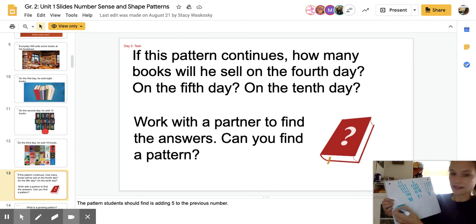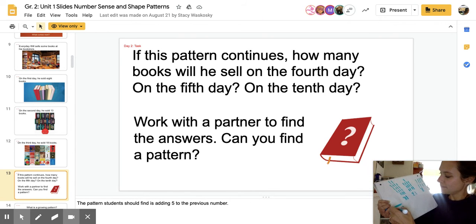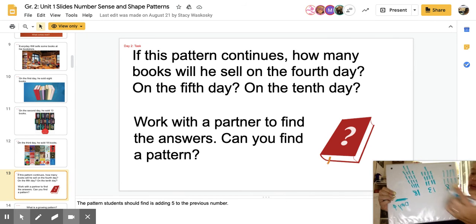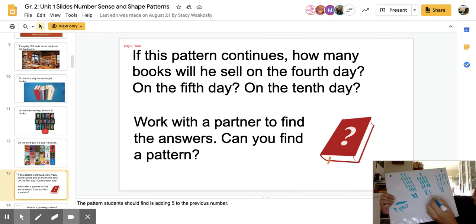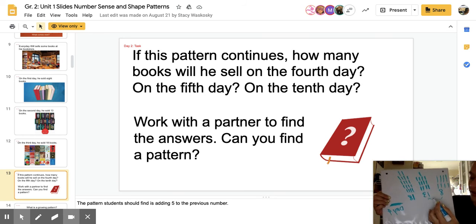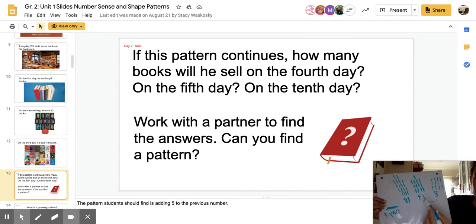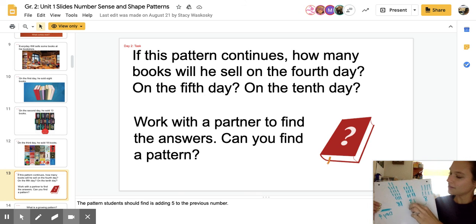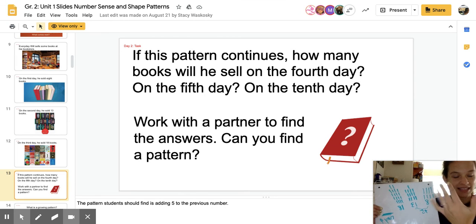Now, if this pattern continues, how many books will he sell on the 4th day? You are going to give me the answer on Seesaw, but I just wanted to help you out a little bit more. If he sold 8 on the first day and 13 on the second day, how many more did he sell? If I'm at 8 and I want to get to 13, I could count up 8, 9, 10, 11, 12, 13. So that's 5 more books, right? And to get from 13 to 18, I count 13, 14, 15, 16, 17, 18. That's 5 more books.